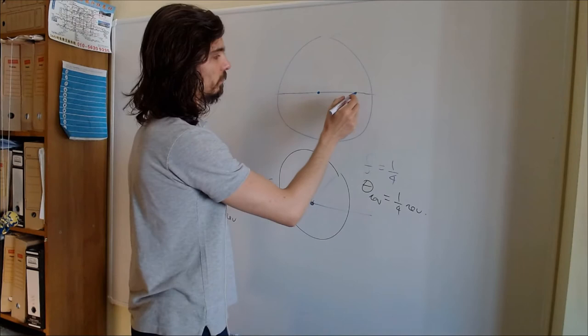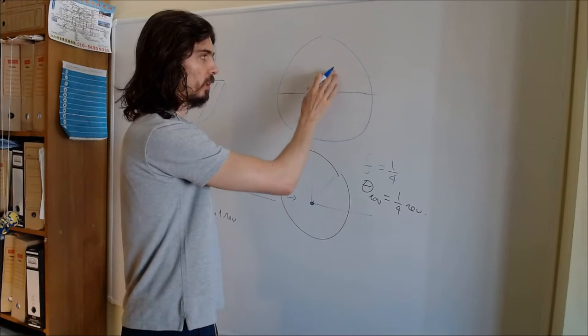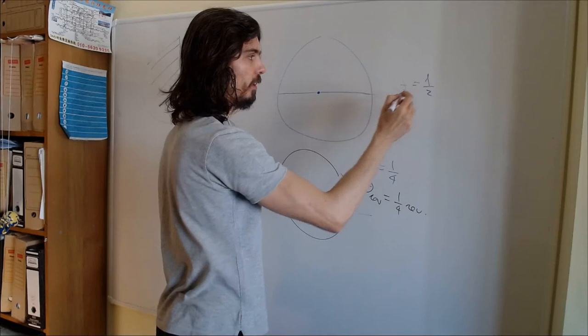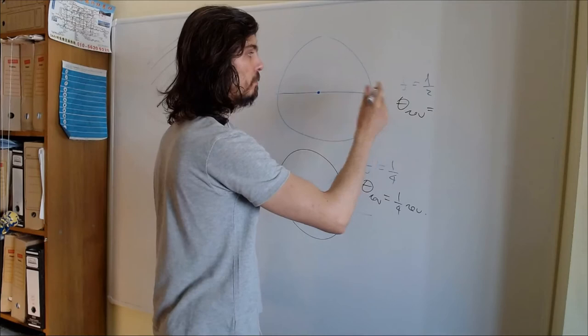How much do you think? Just look at it. You have two slices of pizza, so this f must be f equals 1/2. So the theta revolution, our measurement, the number that we attach, must be 1/2 the revolution.